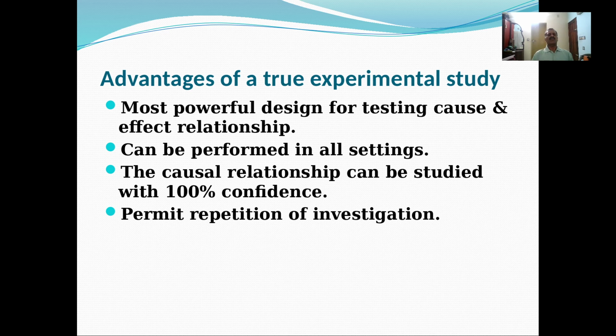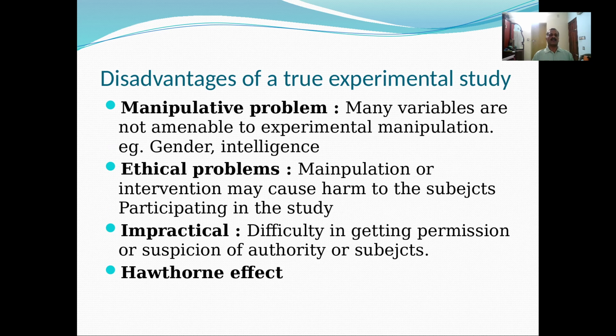And we have to remember, even though it is the most powerful and it has a lot of advantages, it is associated with a few disadvantages also. So in the last slide, we'll see what are the disadvantages of a true experimental design. First is a problem called a manipulative problem. Second is the ethical problem. Third one is impracticability. And the fourth one, we call it the Hawthorne effect.